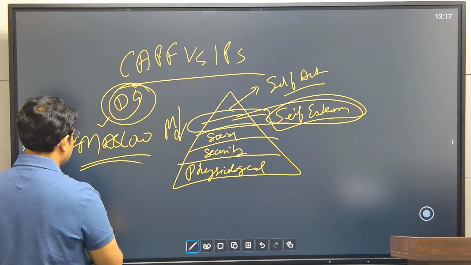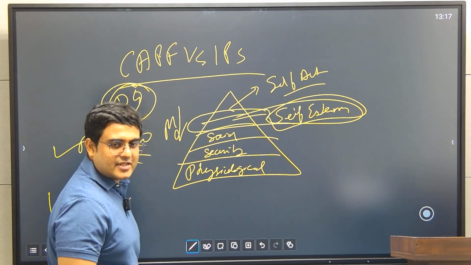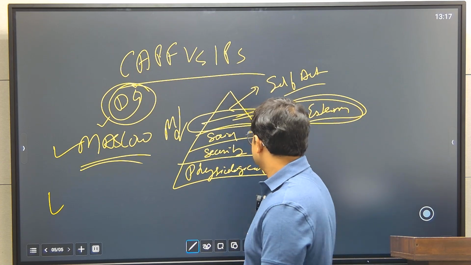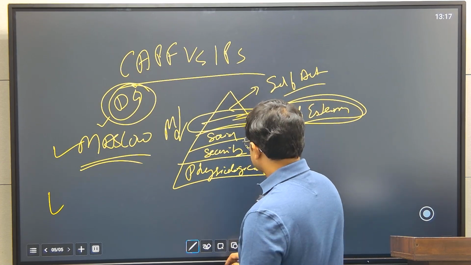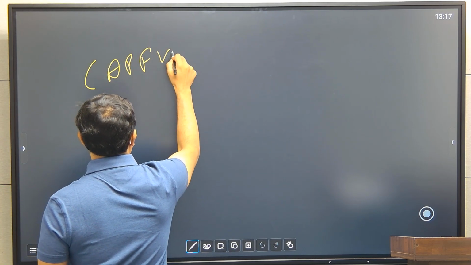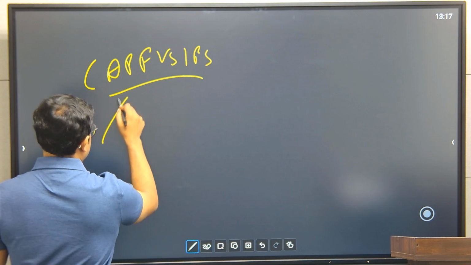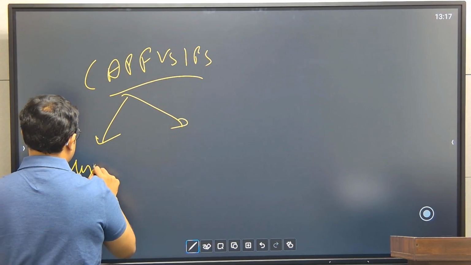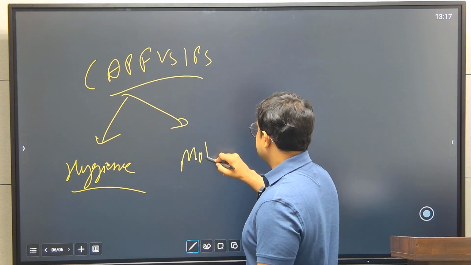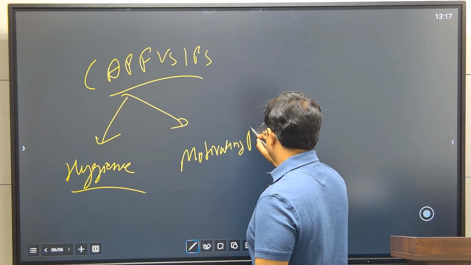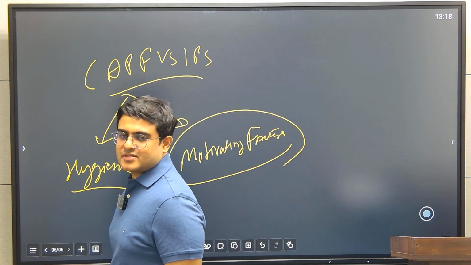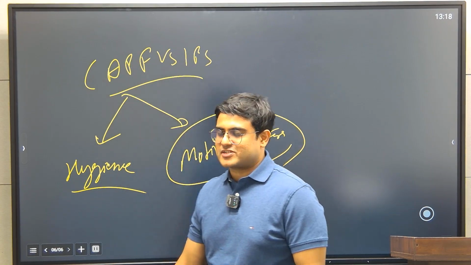Then you can even relate with the next motivation thinker, Herzberg. Herzberg's two-factor theory. What are the two factors? Hygiene and motivating factors. CAPF versus IPS. So where will you put those? In hygiene factors or motivating factors of motivation, Herzberg?